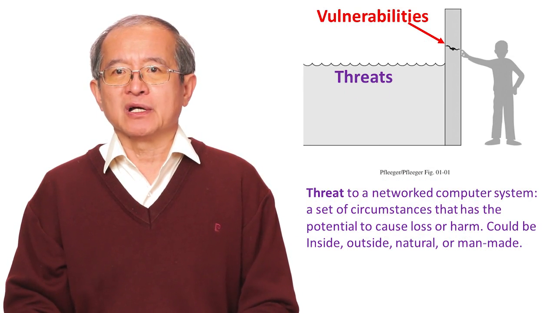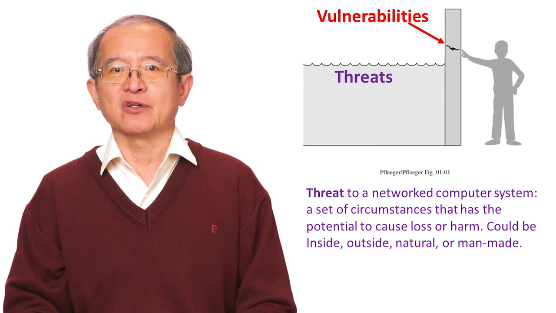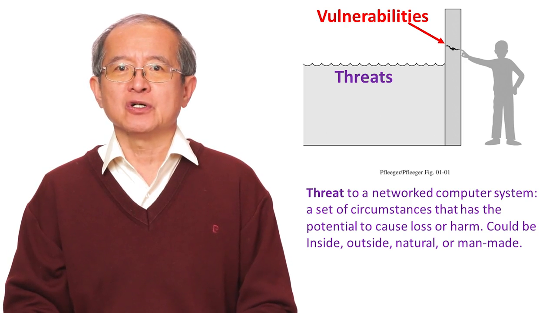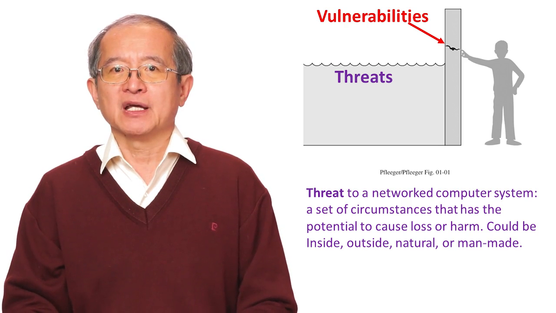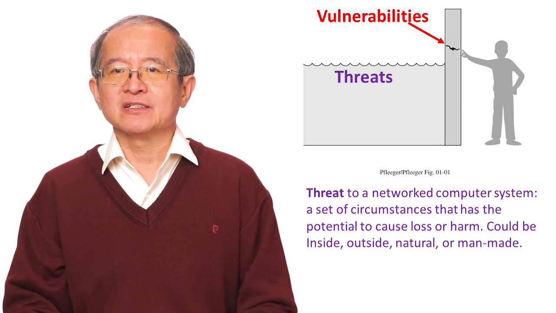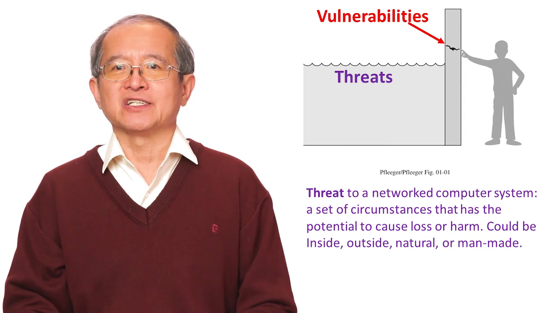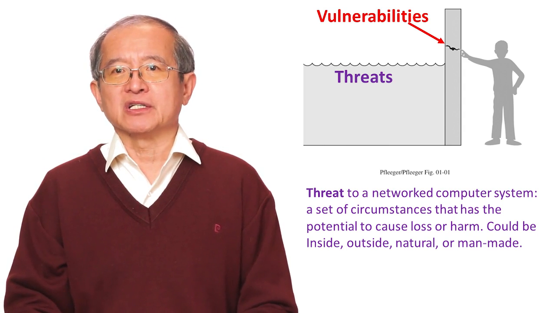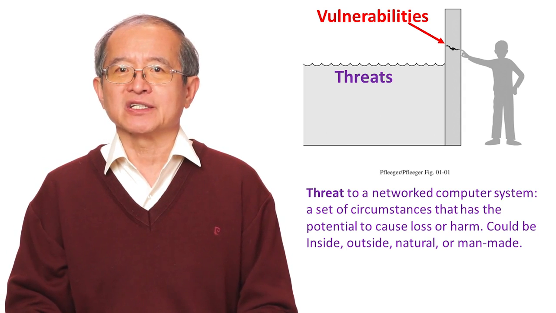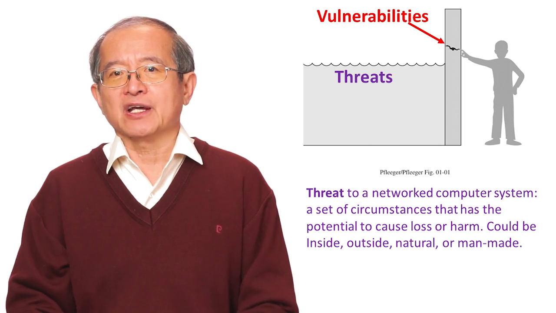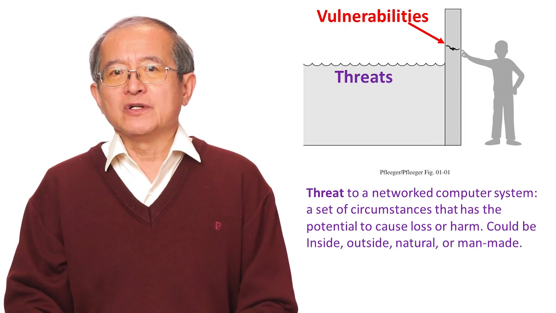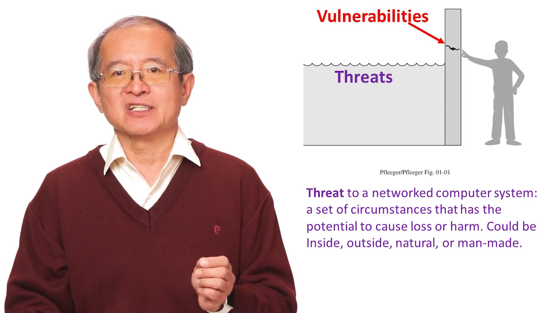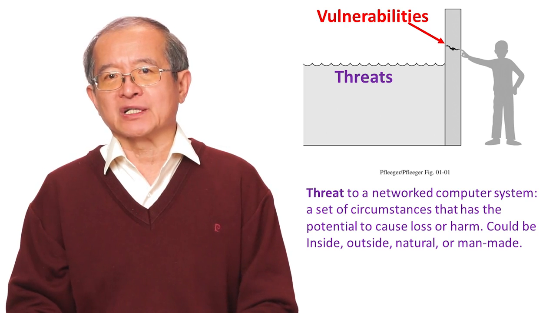A threat to a networked computer system is defined as a set of circumstances that has the potential to cause loss or harm. It could come from the inside, or from the outside, natural or man-made. If it comes from inside, it is called an insider attack. Insider attacks are difficult to detect or verify. They are often detected through auditing, with careful data analysis and correlation of the data log records.